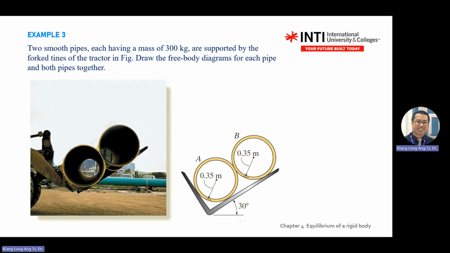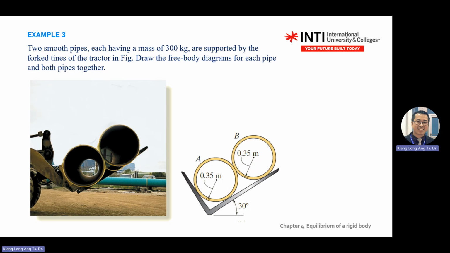Okay. So example 3, there's a trailer, there's a forklift pulling up the two pipes. You're given mass there, each 300 kilogram. So if you're given mass, remember to put in W in your free body diagram. Supported by fork. Draw free body diagram for each of the pipes and both pipes together.